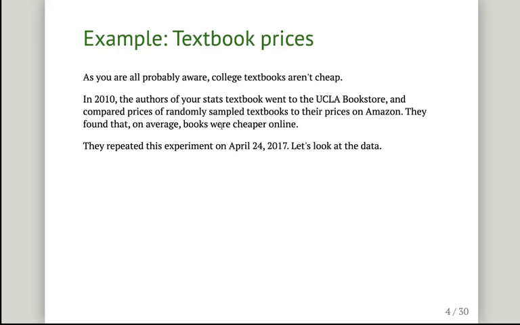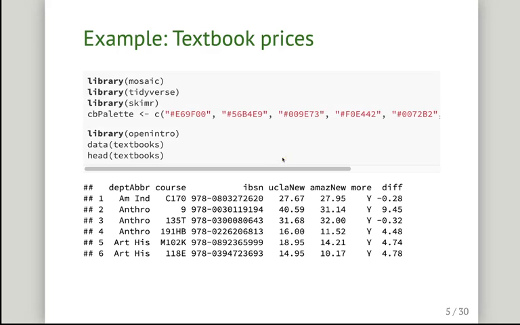The data that I've chosen to use for this example is related to textbook prices. The authors of the OpenIntro textbook went to the UCLA bookstore and compared randomly selected books to their prices on Amazon. They did this both in 2010 and then repeated it in 2017. We're going to look at the data from 2017 since those are the most recent textbook prices.